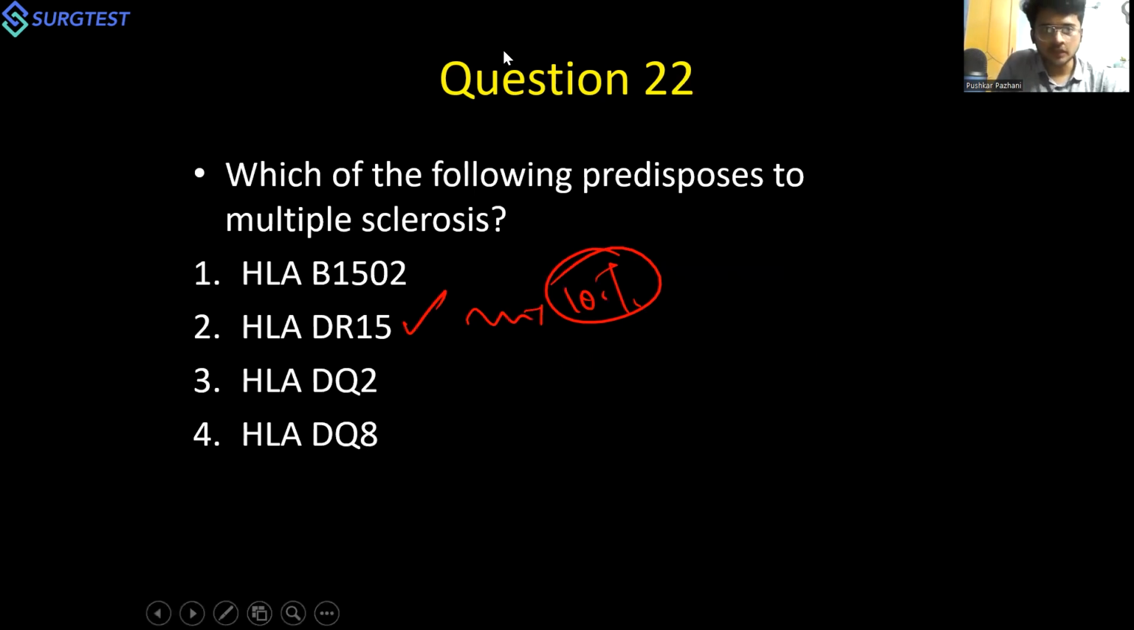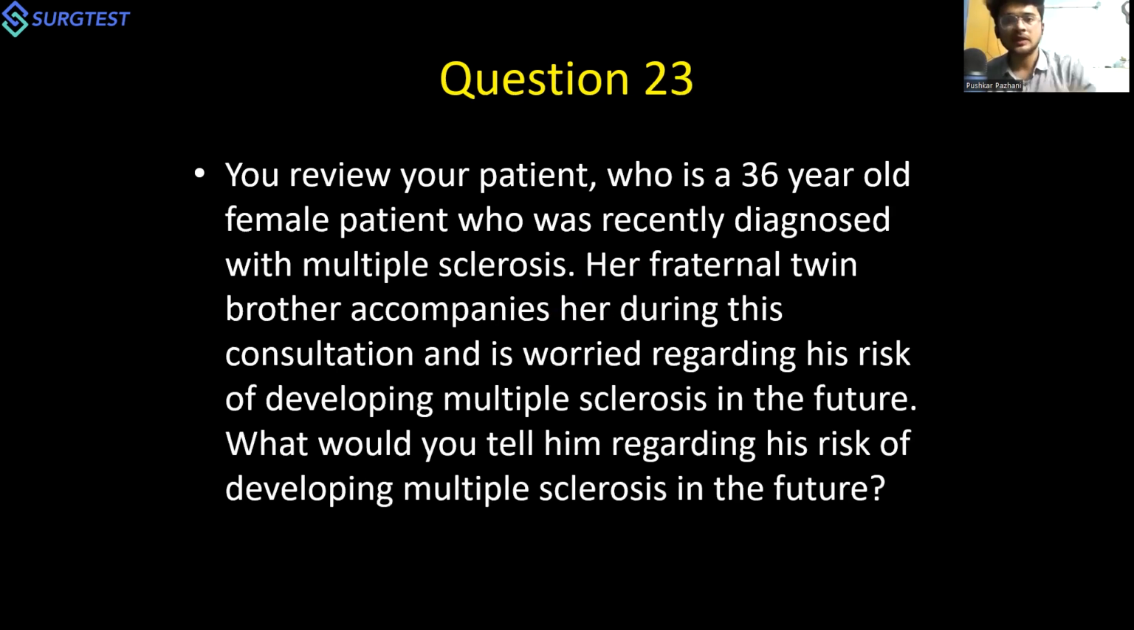So looking at the chat box. Okay. So HLA B1502, maybe you guys can get back to me after the class. What's the importance of HLA B1502 in neurology? Okay, but the answer over here is actually HLA DR15. You can refer to the Harrison 21st edition. It's mentioned there. So let's go to the next MCQ.